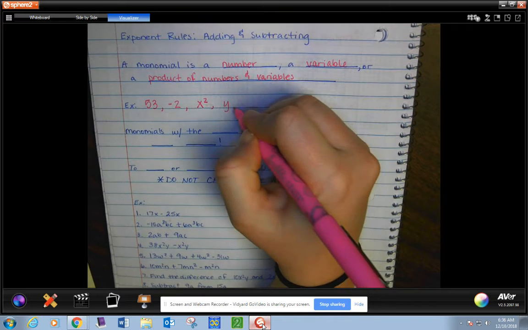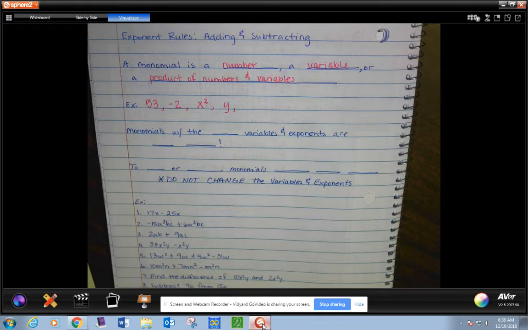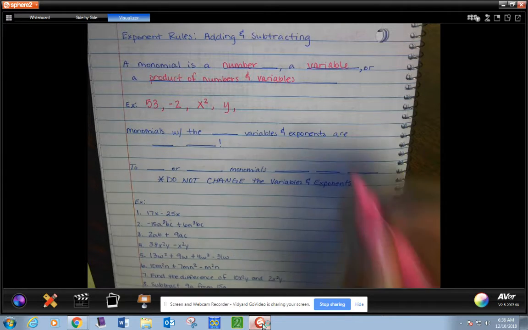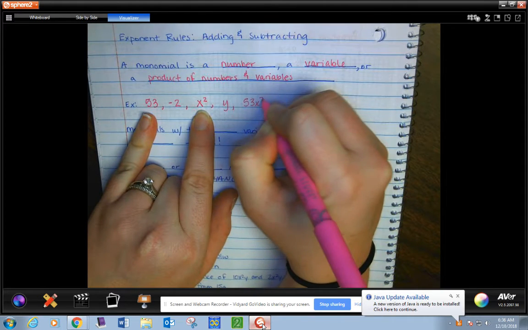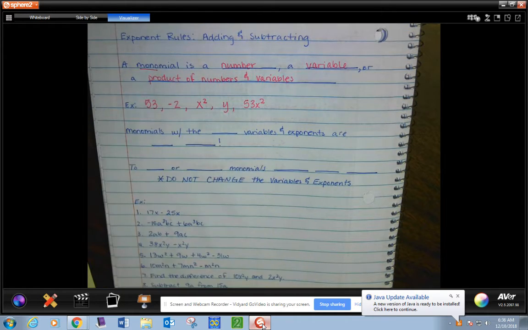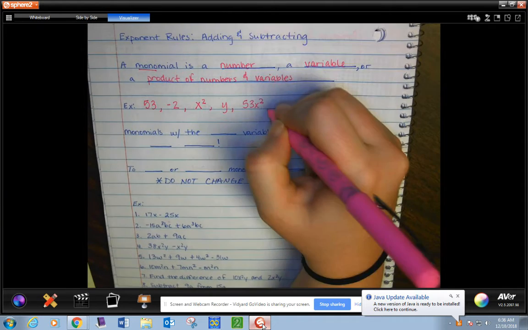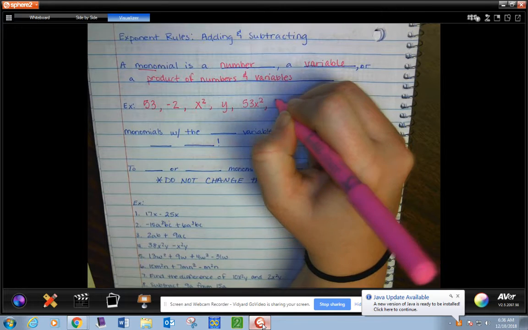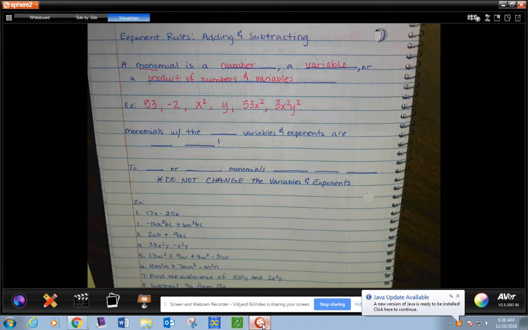Now, an example of a product of numbers and variables. So now what you're doing is you're putting the 2 together, and product means you're multiplying. So I could take this 53 and this x squared, and I can put them together, and that is still a monomial because it's one piece. Remember, mono means one. There's nothing splitting it up like a plus or a minus sign, so that's a monomial. Now, another example, you could do 3x squared y squared. That would be a monomial. You can have as many things in it as long as there's no plus sign or minus sign splitting it up. That is a monomial.